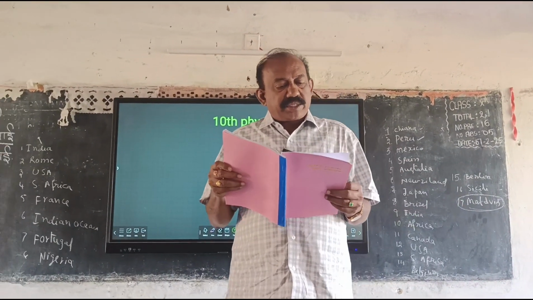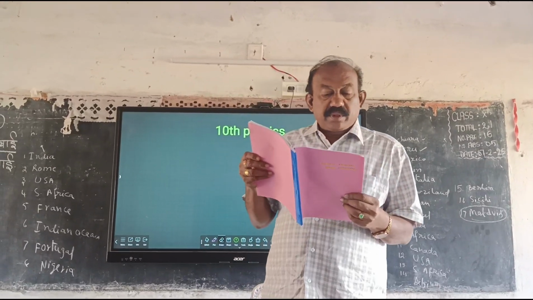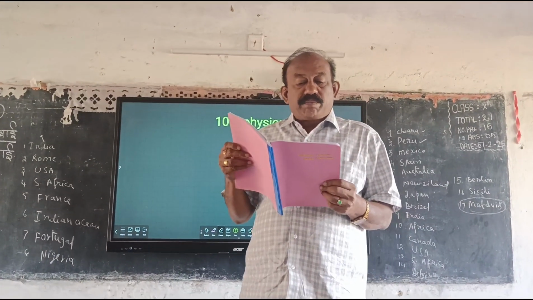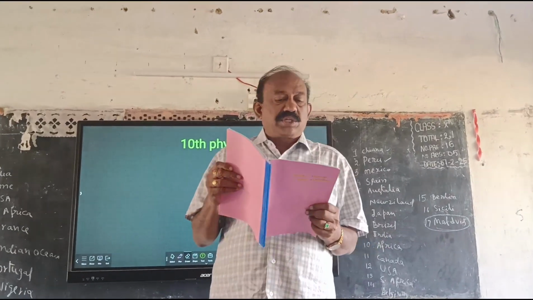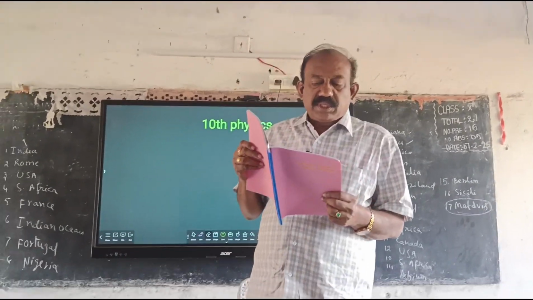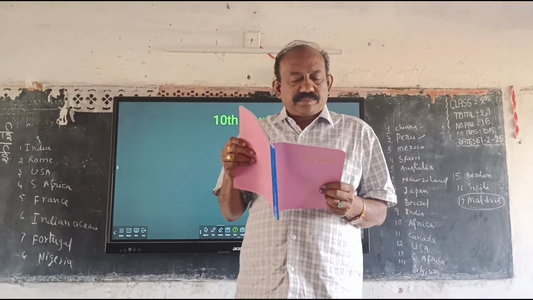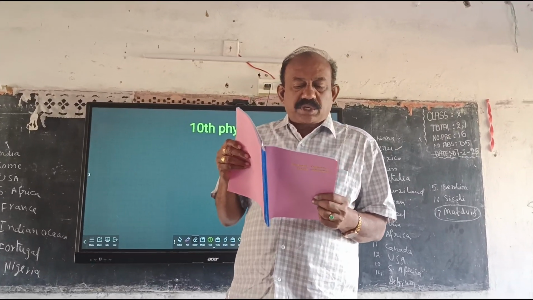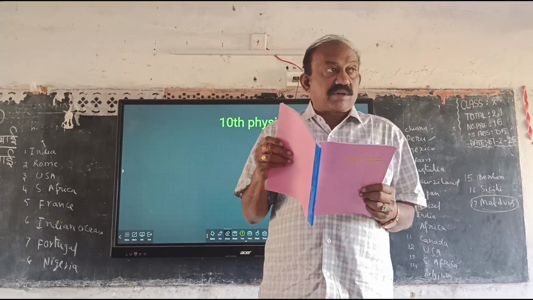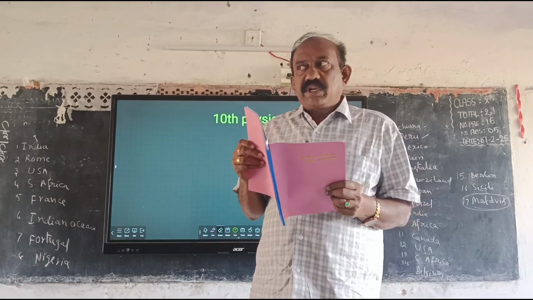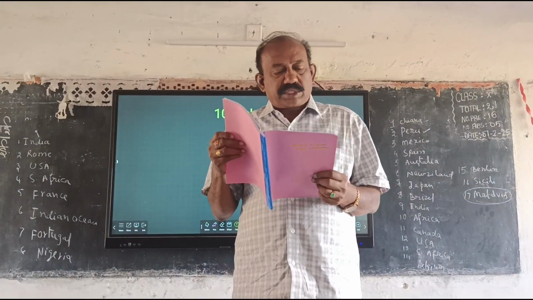Next, acids and bases. Very, very important. Give two important uses of washing soda and baking soda. Very, very important. Next, give two important uses of bleaching powder and plaster of Paris. So very, very important, both questions.